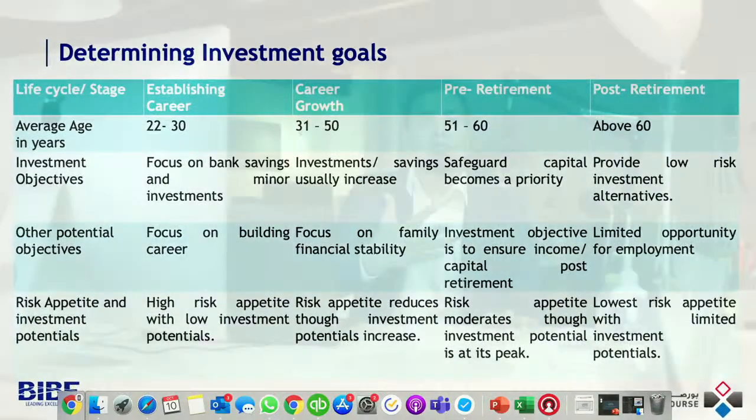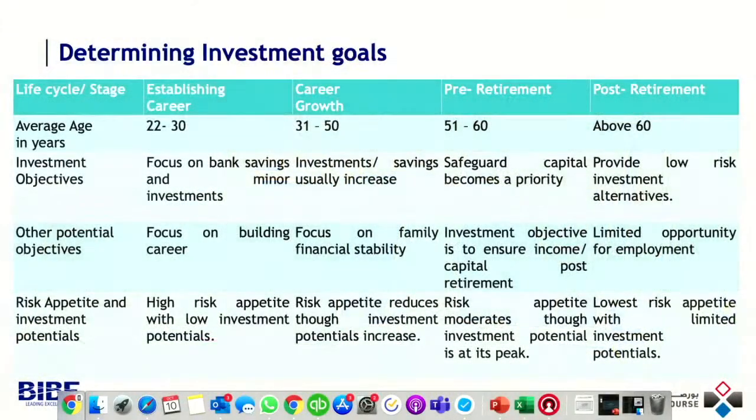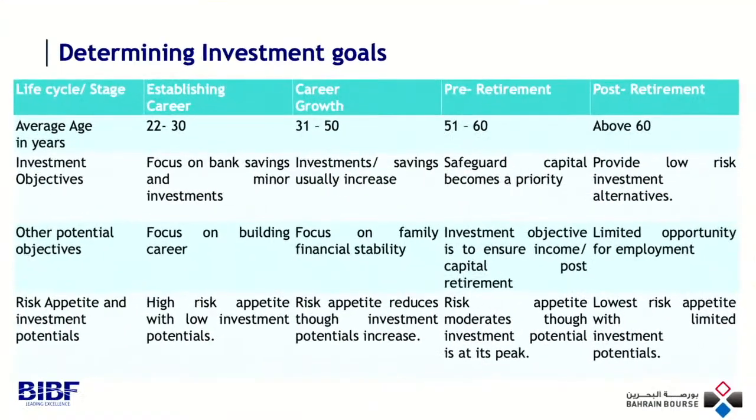It will be different for me, different for you, different for someone with kids, without kids, depending on the age of their kids, their age, their career, where in their career they are right now, how much money they have, how much money they have saved, what is their net worth. So many things can decide where you are in this slide. So even though it says that if you are between 31 and 50, you are in a stage of career growth, it's not necessary, right?